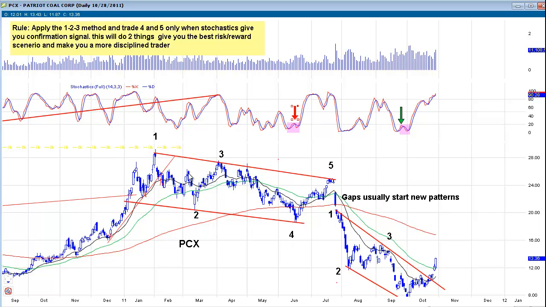PCX, a coal stock we've traded many times, is because we've recognized the 1, 2, 3 pattern. We see that this level is oversold. Again, this is a rule. This is my rule called the DTR rule. You apply the 1, 2, 3 method, and you trade 4 and 5. I typically just trade the lower trend lines. If you notice me on the radio, when I usually take a trade, it's usually on the lower trend line. I like to buy into weakness on that bounce.